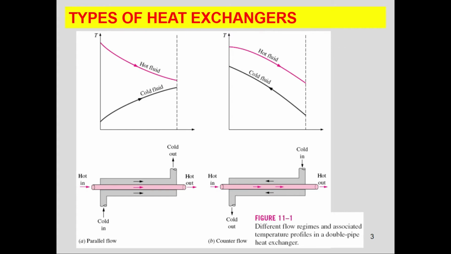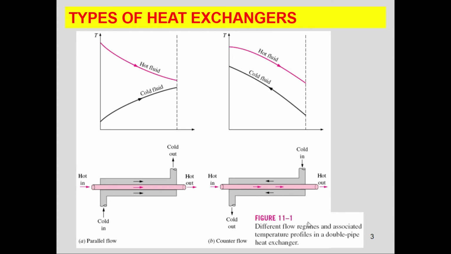For example, the first one is parallel flow, as you can see in this diagram. So for example, the hot fluid is moving in the smaller pipe or the inner pipe in this direction from left to right, and the cold fluid is also moving in the right direction. So both of the fluids, hot and cold, are moving in the same direction. So this kind of heat exchanger is known as the parallel flow double pipe heat exchanger.